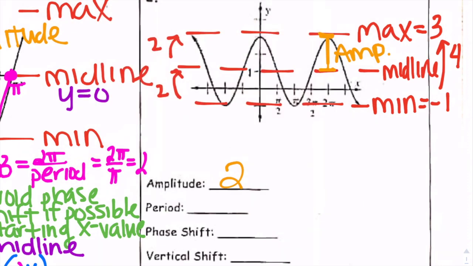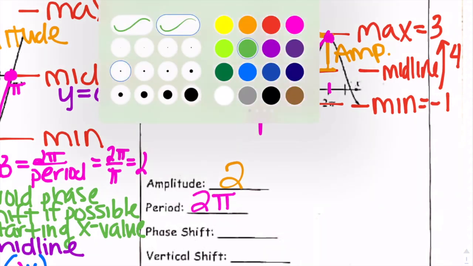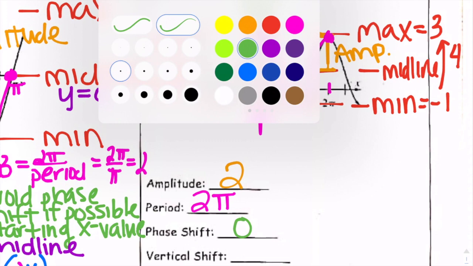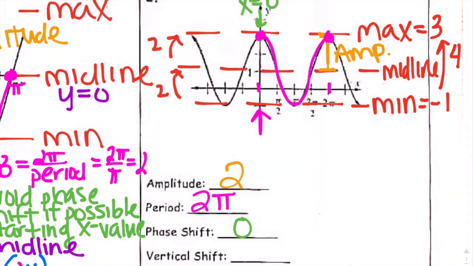Now we want to find our period. So looking at the y-axis, we're going to look for a point on our minimum, midline, or maximum. And we have a point on our maximum. So that's going to go all the way around until we hit a minimum and go back. And that took us from 0 to 2 pi, and so our period here is 2 pi. Our starting x value here is at x equals 0, so our phase shift is 0. And then our midline is up at y equals 1, so our vertical shift is 1.